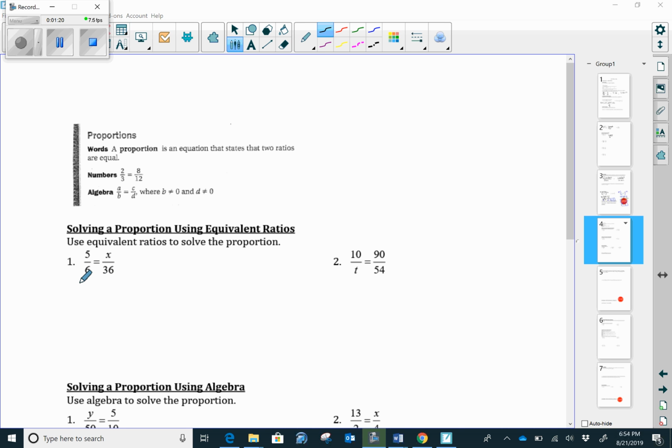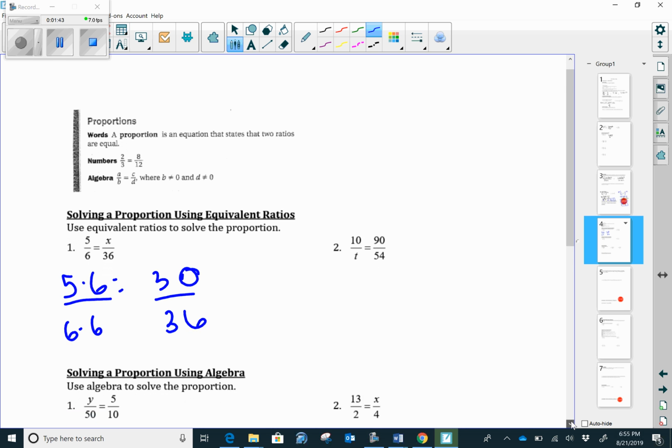So five times 6 is 30. Since we know that 6 times 6 is 36. And now that's an equivalent ratio. I'll let you do example number 2.